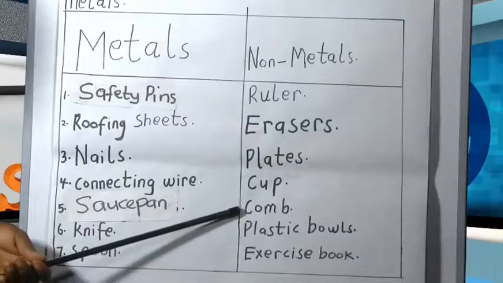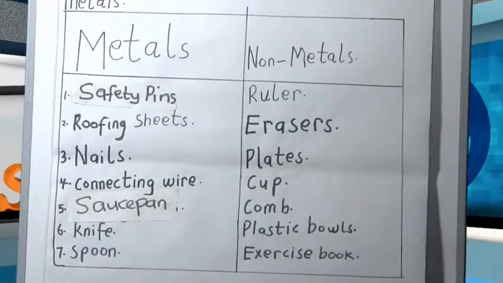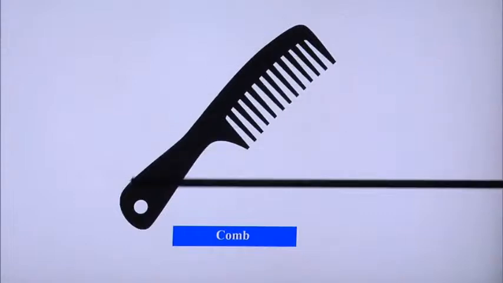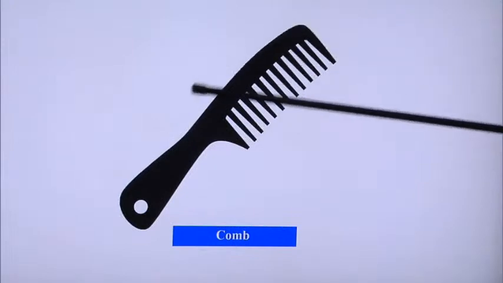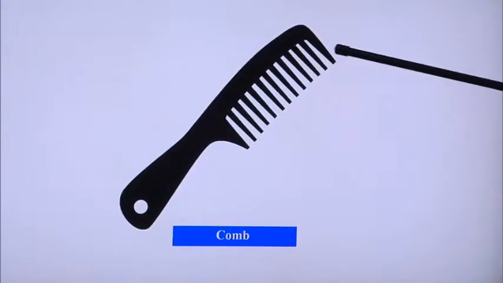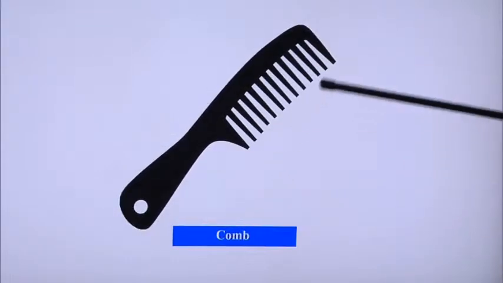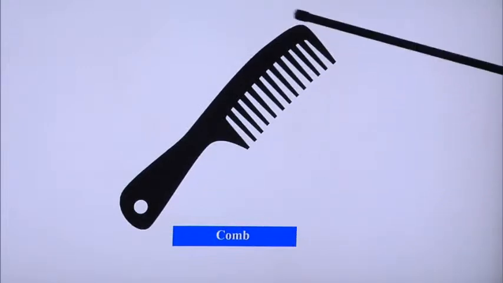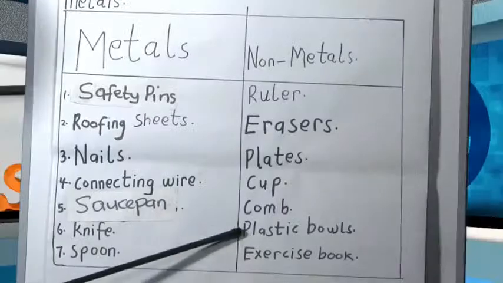We have another one, comb. Let's have a look at the picture of a comb. I hope most of you use this comb in your house to comb your hair. When your hair is bushy, you use the big comb to comb your hair. Now this comb is made from plastic. It is made from what? Plastic. And it is what? A non-metal. So a comb is a non-metal made from plastic. Made from what? Plastic.